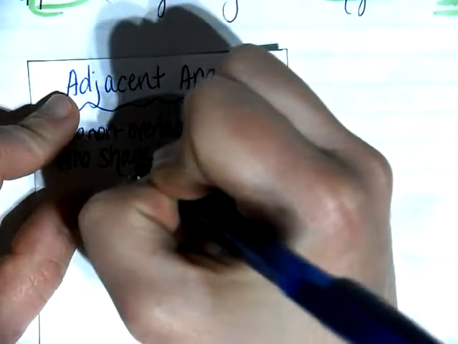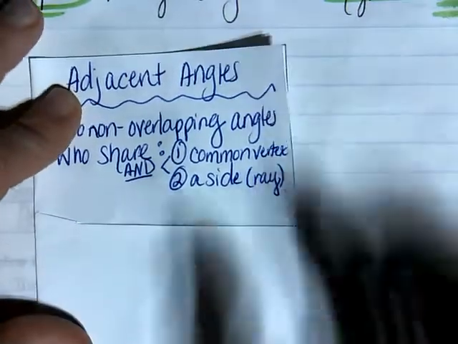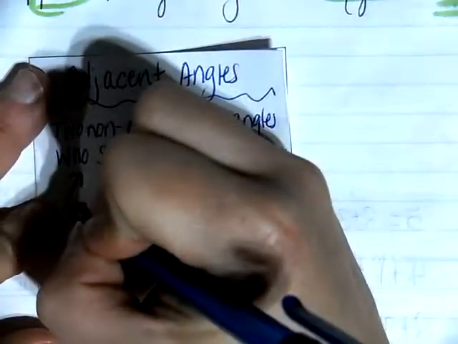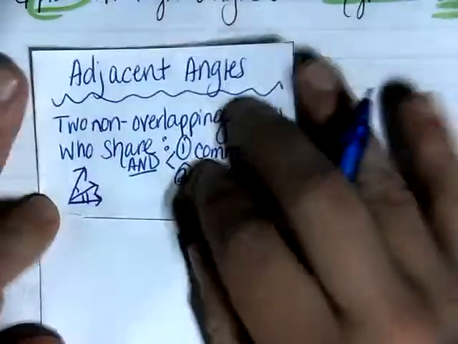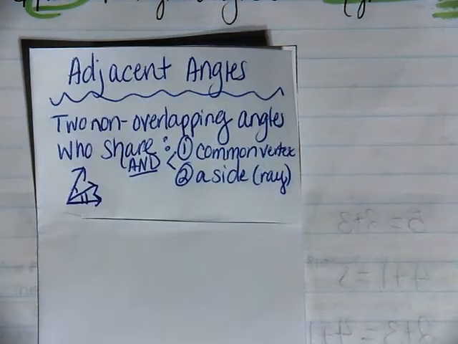So I'm going to put the word and right here. They share both a common vertex, which is a common corner point, and a common ray. So if we were to look at adjacent angles, I'm going to draw an angle, and then I'm going to draw a ray coming up the middle. And these two angles, they're not necessarily congruent to each other. And the first angle is this angle.